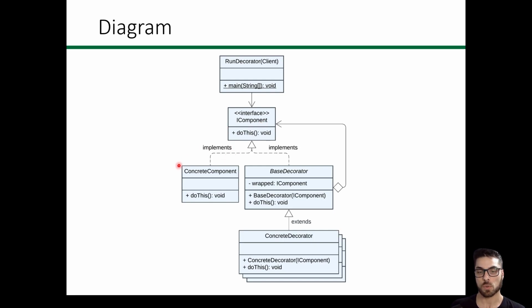Here on the left, we have the concrete component, which is the one defining the base behavior of our component. To the right, we have our base decorator class. Note that it's an abstract class, because we're not going to instantiate that one. We're actually interested in the concrete decorators, which extend from the base decorator. In the diagram, you can see multiple subclasses, just to demonstrate that we can have more than one concrete decorator.